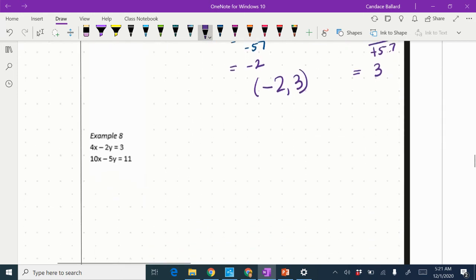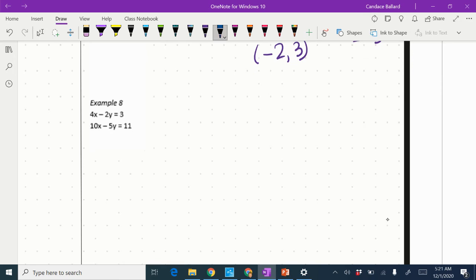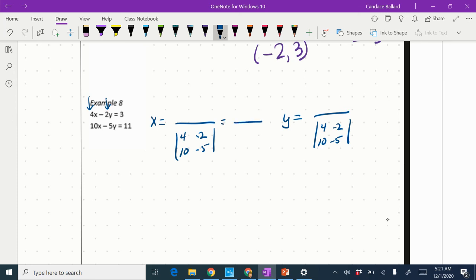Let's try this once more with example 8. So in example 8, I'm going to again start with my denominator determinant on both of these. So I know my x column is 4, 10. And my y column is negative 2, negative 5. So I'm going to go ahead and calculate those determinants to begin with. So 4 times negative 5 is negative 20. Minus 10 times negative 2 is negative 20. And then the double negative goes positive.